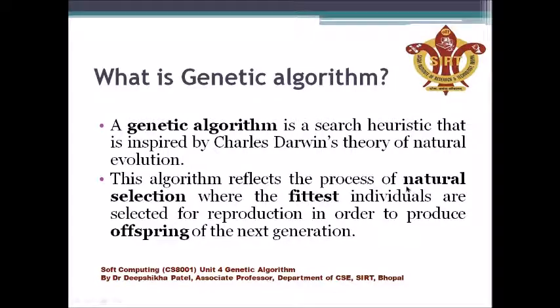So the terminology highlighted here is important when we are talking about genetic algorithm. So natural selection: with the process of natural selection, it selects individuals. Here we are saying fittest individuals are selected for reproduction in order to produce offspring of the next generation. So from a given population, two fittest individuals are selected for reproduction of offspring, which in turn are added to the next generation.